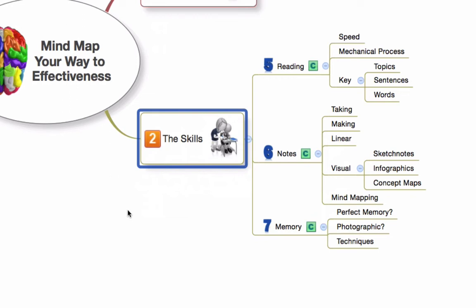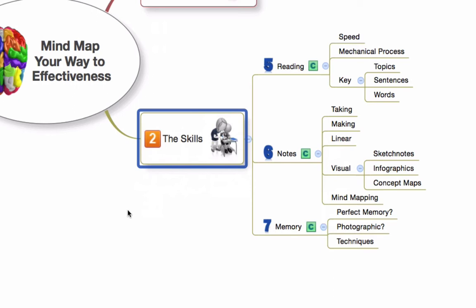The second part in the skills department is note taking and note making. The difference is note taking is when you're taking down notes about other people's ideas. Note making is when you are generating your own ideas. And if you came from the traditional schooling, you'll probably have a linear note taking method.